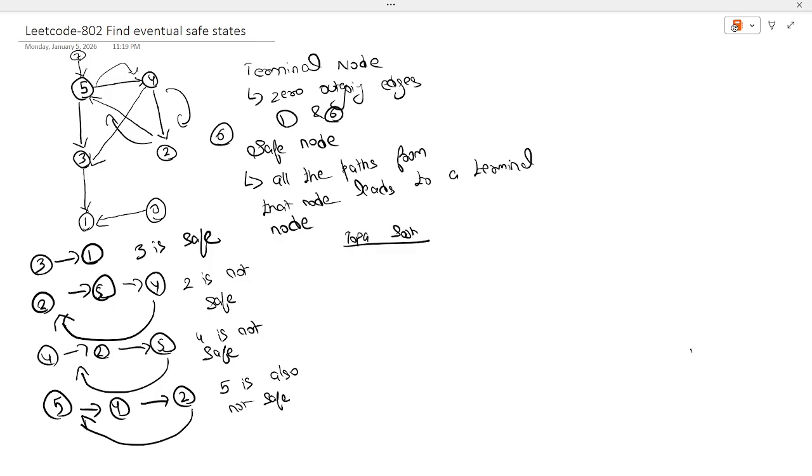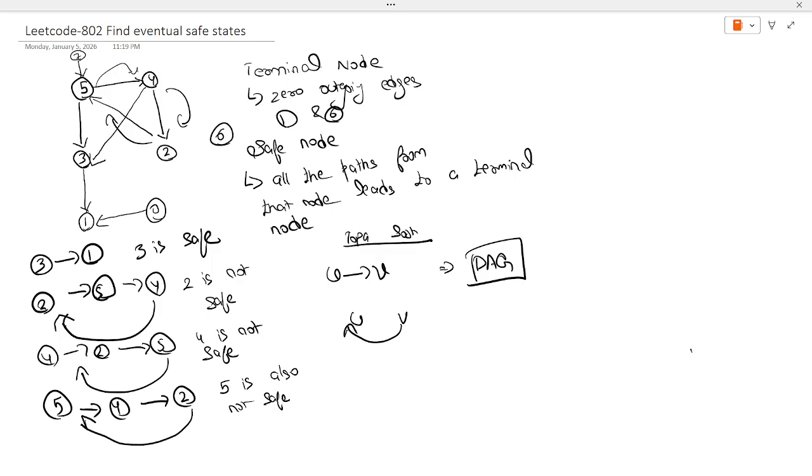Toposort is a linear ordering of vertices in the graph such that for every directed edge from U to V, U always appears before V in that particular order. And we all know that topological sort only exists for a directed acyclic graph, which means if a graph contains a cycle and we use Kahn's algorithm to find the topological order, then the final topological order will only consist of those nodes that are not part of a cycle in the graph.